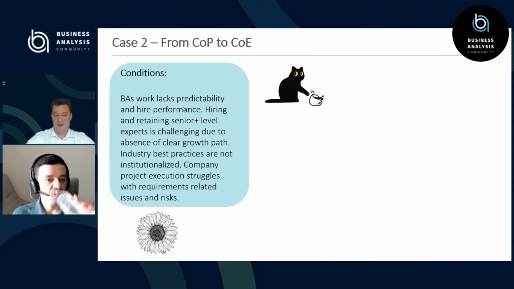BA's work lacks predictability and high performance. Hiring and retaining senior plus level experts is challenging due to the absence of clear growth paths. And industry practices are not institutionalized. Company project execution struggles with requirements-related issues and risk. Oh my God, this case looks like a storm in the sea. So, Yuri, what are we going to do here?